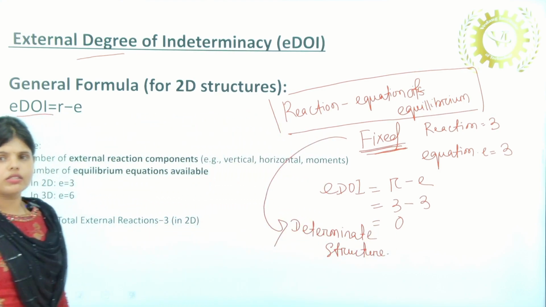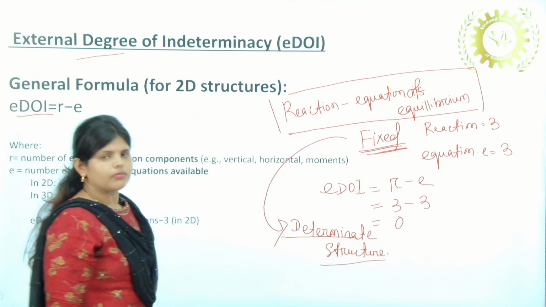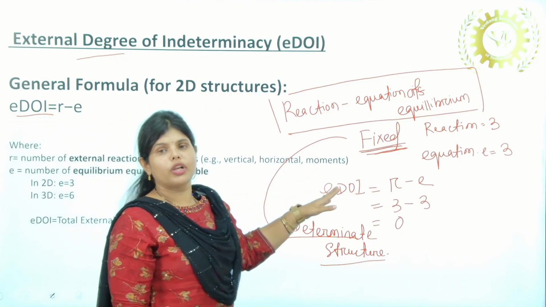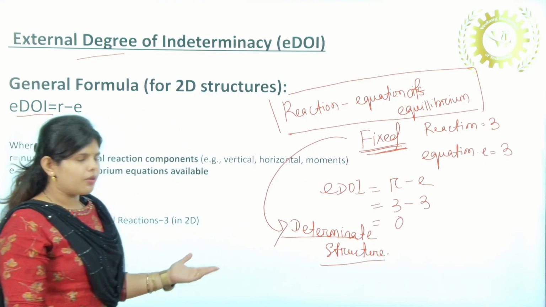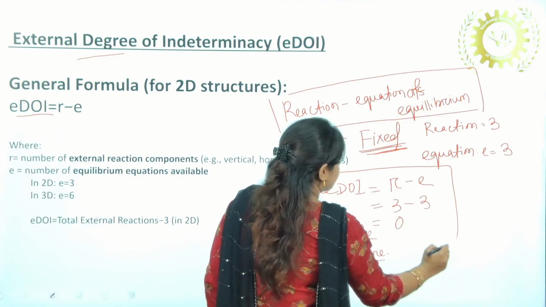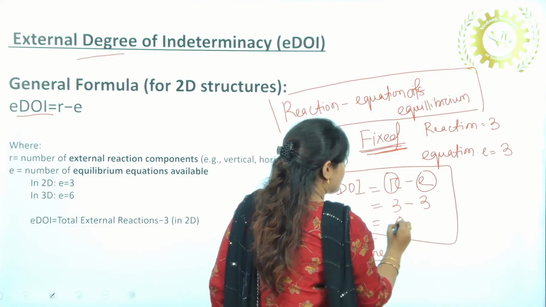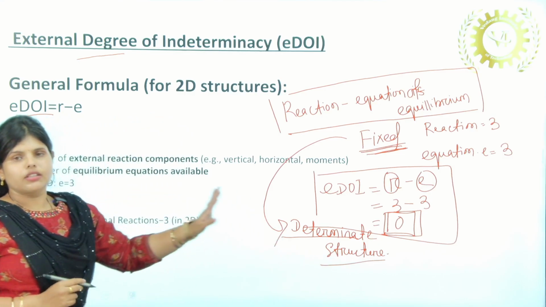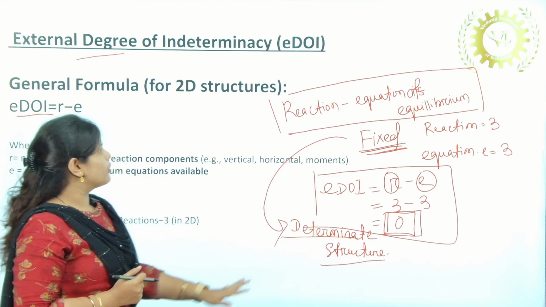Now you can ask, how can you say this? It is a determinate one because we have applied the formula of indeterminacy, but now I am saying it is a determinate one. How is that possible? It is possible when the difference between the equations and reactions, the answer, is 0. When the answer is 0, it is a determinate one. That means it is following the equation of equilibrium.